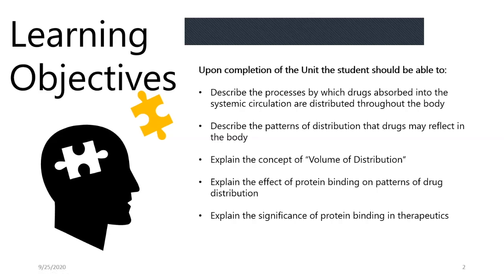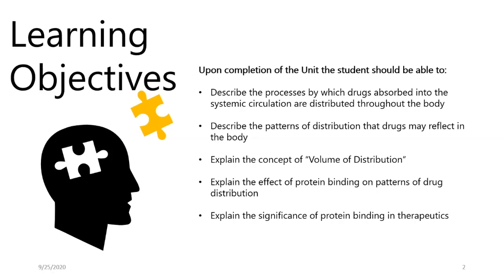You should be able to describe the processes by which drugs are absorbed in the systemic circulation and distributed throughout the body. Describe the patterns of distribution that drugs may reflect in the body. Explain the concept of drug volume of distribution. Explain the effect of protein binding on patterns of drug distribution. And explain the significance of protein binding in therapeutics.